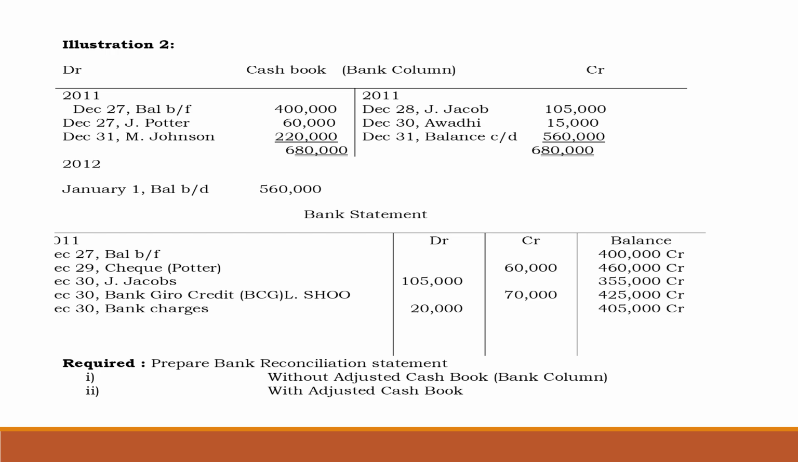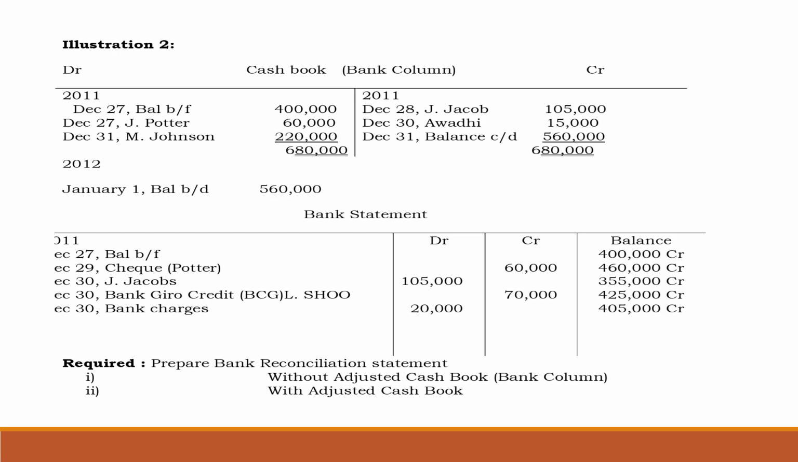When you look at the credit side of the cash book, we have J. Jacobo and Awadi: J. Jacobo 105, Awadi 15. J. Jacobo is seen at 105, but Awadi is not seen. Again, on the bank statement's credit side, we have a bank charge of 20. That 20 is not reflected in the cash book. We also have a direct deposit from Giro Credit, 70, which is again not reflected on the debit side.